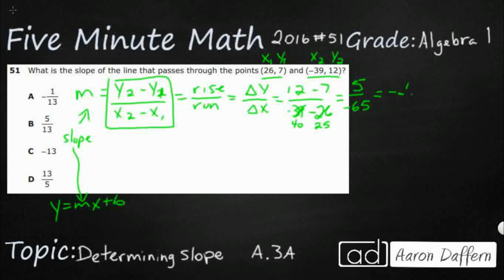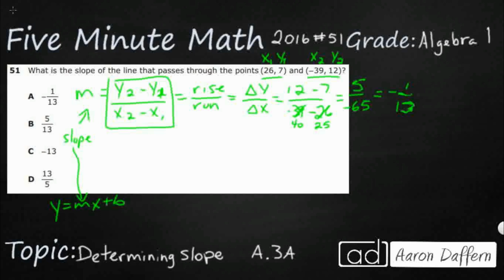And so we see that we'd have two possible answers that at least include the number 1 and 13, and that's going to be A and C. Obviously A looking the better one right there. And B and D have 5 and 13, but they're not negative.